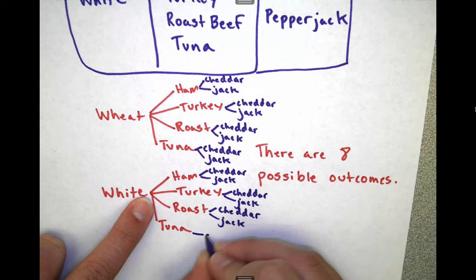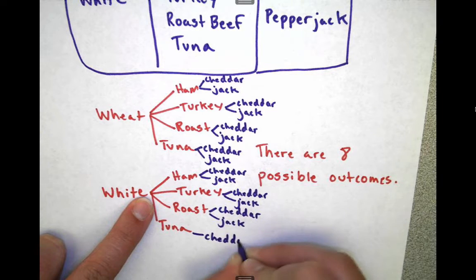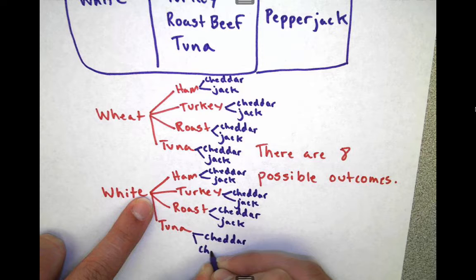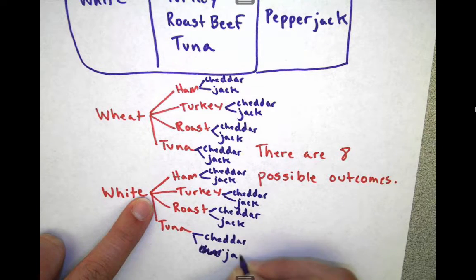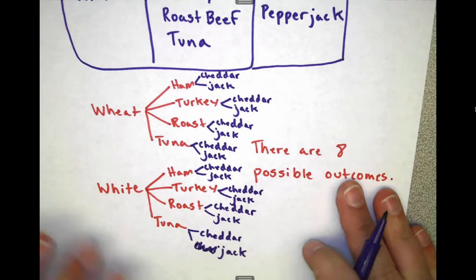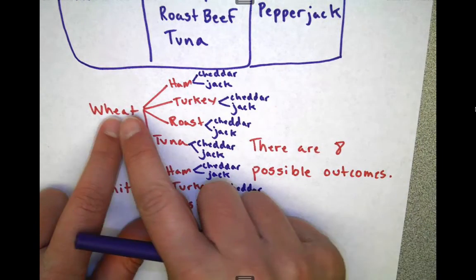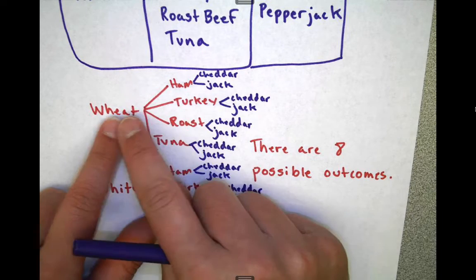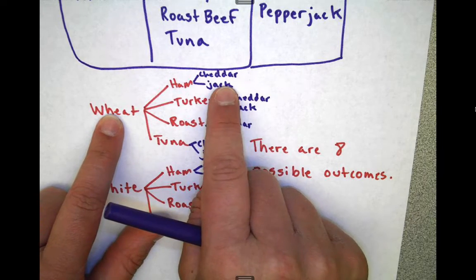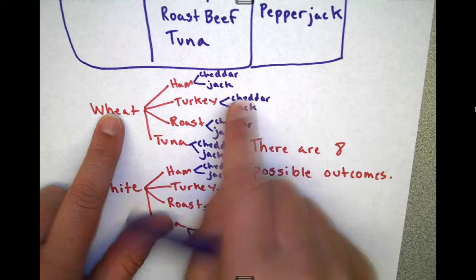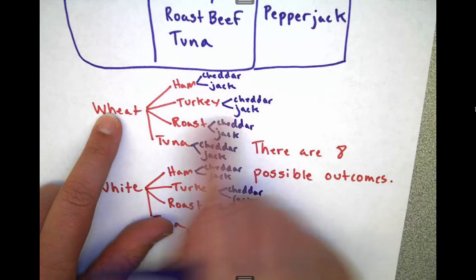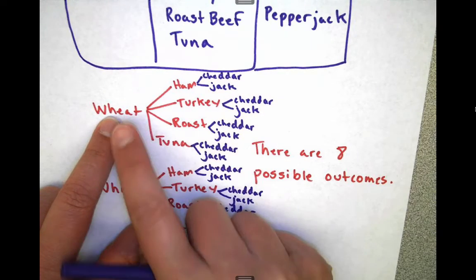Or tuna with cheddar and jack. Oops, what I'm writing there, jack. So now how many outcomes are there? Oh man, we just got way bigger. Okay, so now you could do a wheat, ham, cheddar, or a wheat, ham, jack. That's 2. Wheat, turkey, cheddar, or a wheat, turkey, jack. A wheat roast beef cheddar or a wheat roast beef jack.